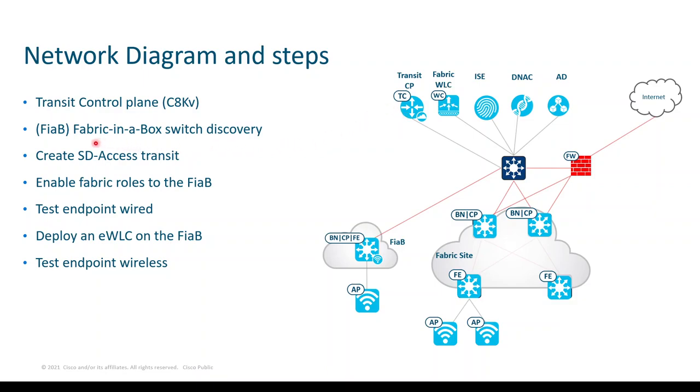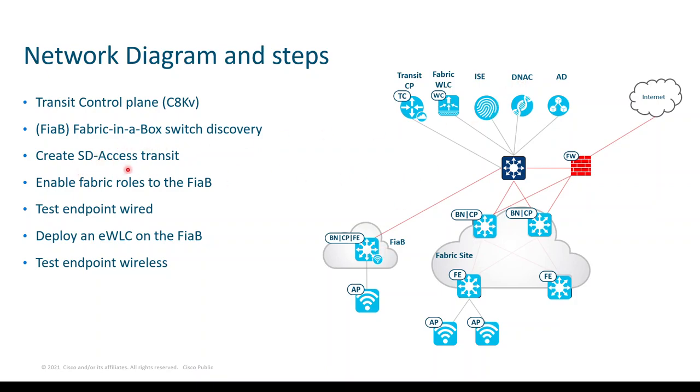Okay, so we'll do a discovery of the fabric in a box. We could provision this as plug and play, but I've done it manually. So I configured this box manually via the CLI, and I made sure that there's Layer 3 connectivity and reachability from this fabric side towards this fabric side. Okay, so we will discover this FiaB device from DNA Center.